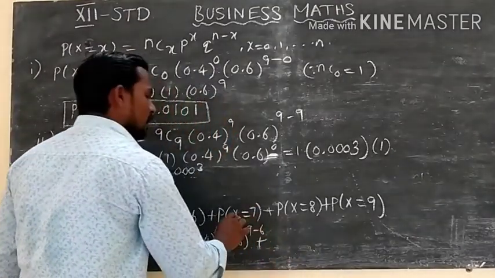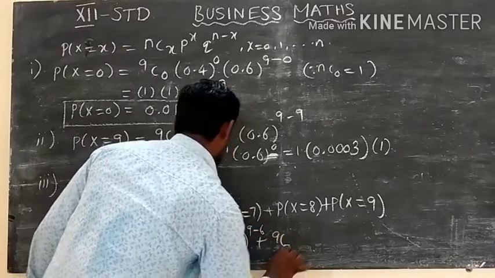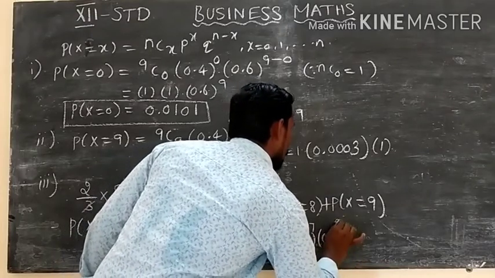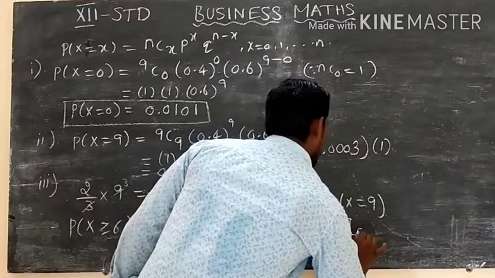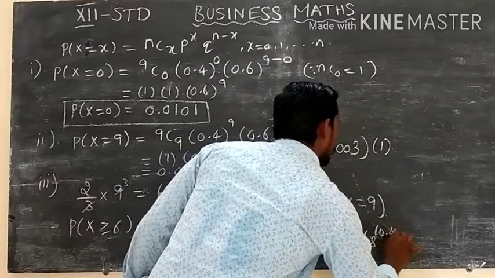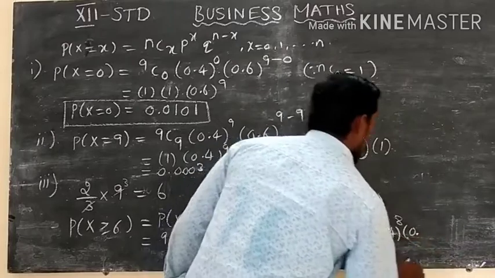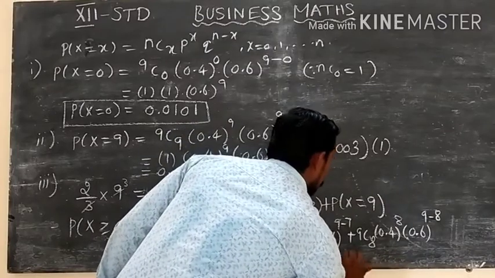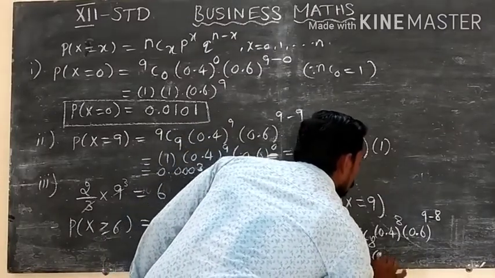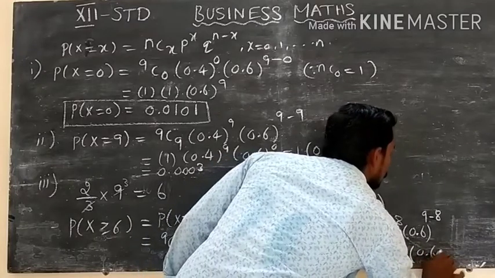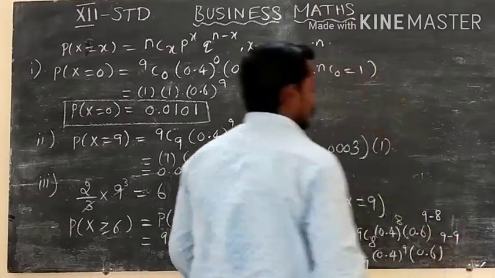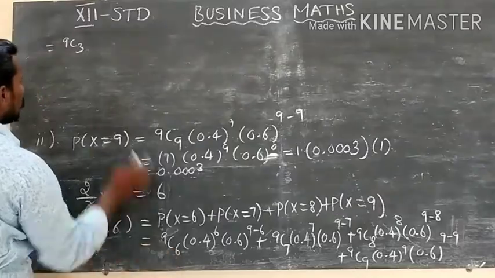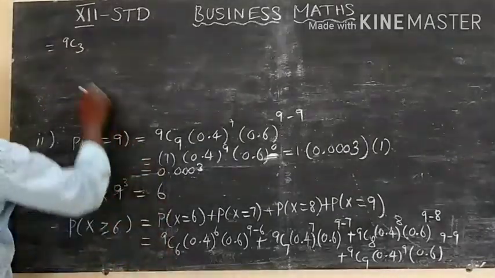So nC, now x is equal to 7. So nC7, 0.4 power 7 and 0.6 power 9 minus 7 plus 9C8, 0.4 power 8, 0.6 power 9 minus 8 plus 9C9, 0.4 power 9 and 0.6 power 9 minus 9. Okay, that's it. 9C3. Subtracting these two numbers, remaining you want to write here. Okay, this is equal to this.